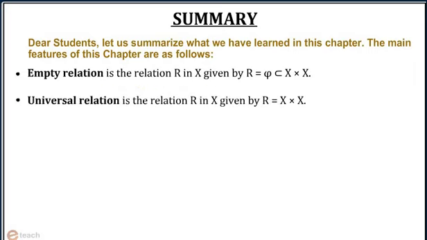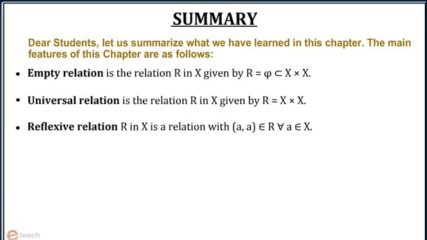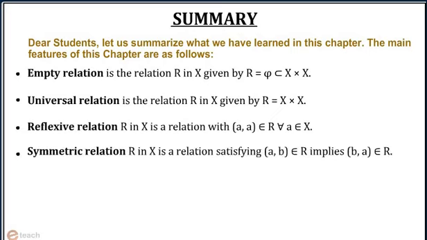Universal relation. The relation R in X given by R equals X cross X is called a universal relation. Reflexive relation. A relation R in X is a reflexive relation if (a, a) belongs to R for every a belonging to X. Symmetric relation. A relation R in X is a symmetric relation satisfying (a, b) belongs to R implies (b, a) belongs to R.